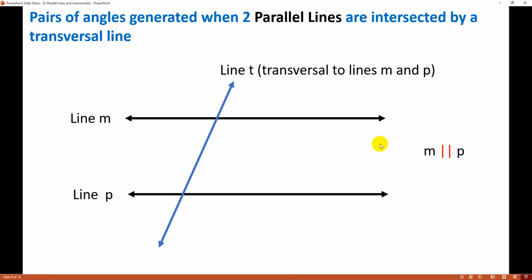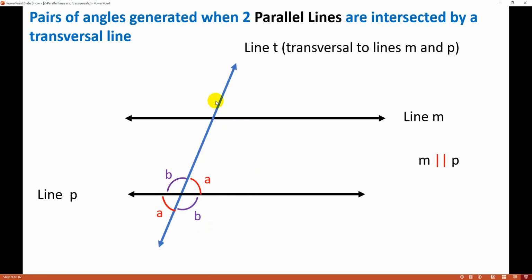So line T is transversal to M and is transversal to P. Now let's check what angles are generated. We generate angle A, angle B. Now remember, A has a vertical angle on the opposite side, which will also be A. And B has a vertical angle on the opposite side, which will also be B. So we have two A's and two B's on this side here.